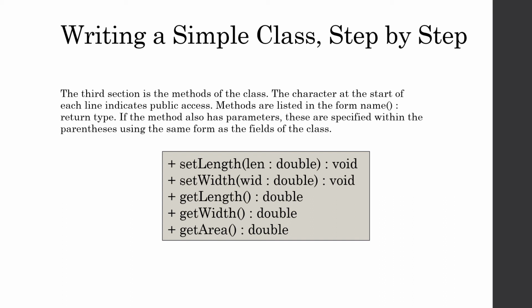Those don't have any parameters, so we just have the empty pair of parentheses. For set length and set width, these have a single parameter. So we're going to see right here, we've got the name of it. That's going to match up with the name that you would want to use in your actual code. So in this case, it's going to be len and wid, those kind of shorthanded names that are used.